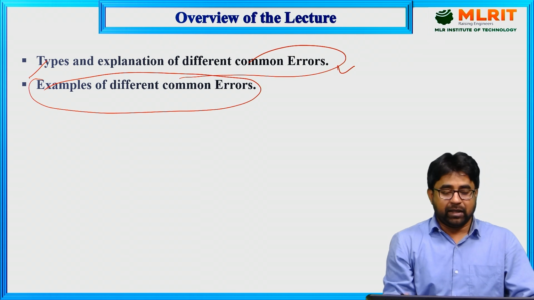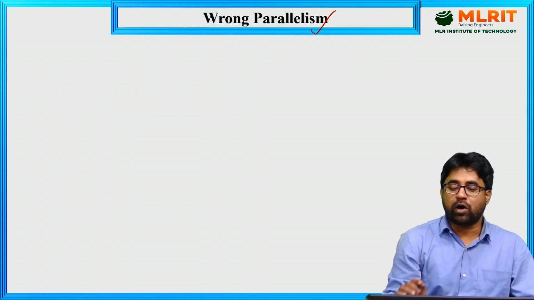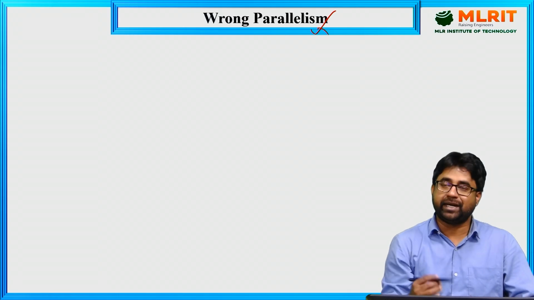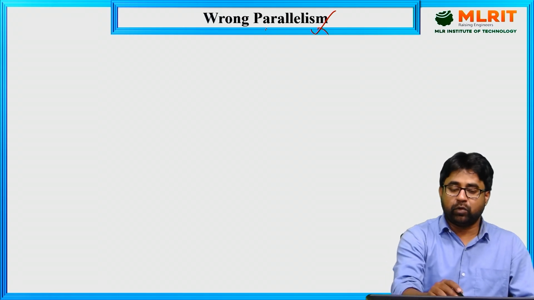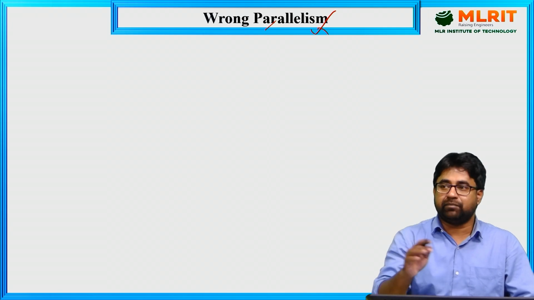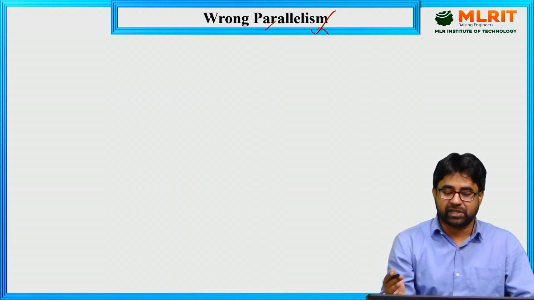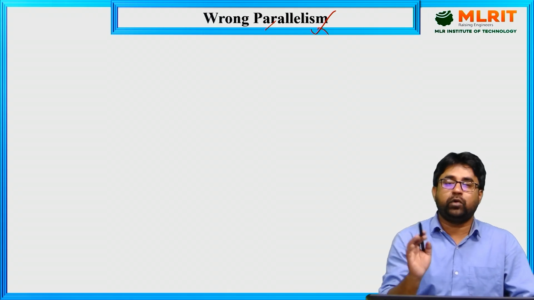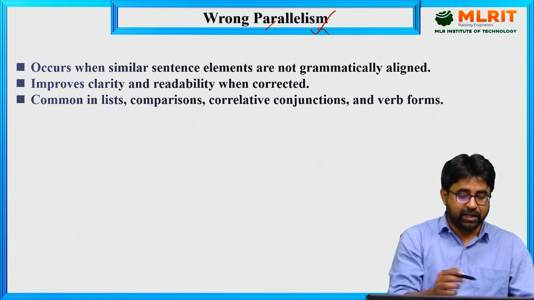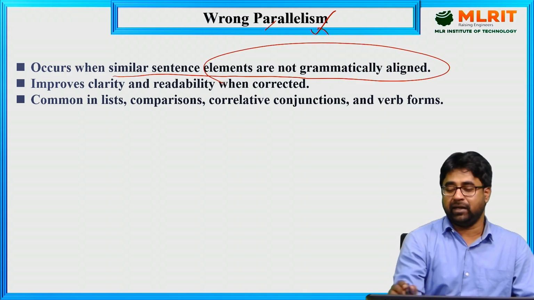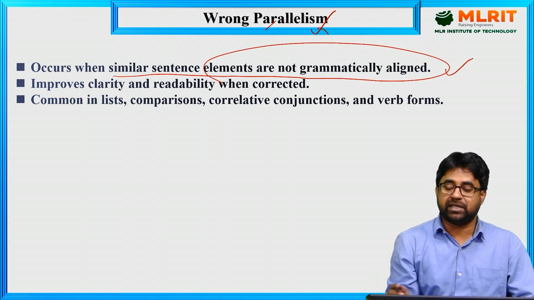Fine. Now let's see. First is wrong parallelism. That is one area of mistake. Now what is wrong parallelism? You know the meaning of parallelism. Parallel means they are similar in nature, right? So wrong parallelism means when we don't maintain that similarity. It occurs when similar sentence elements are not grammatically aligned. That means their grammatical structures are not the same.